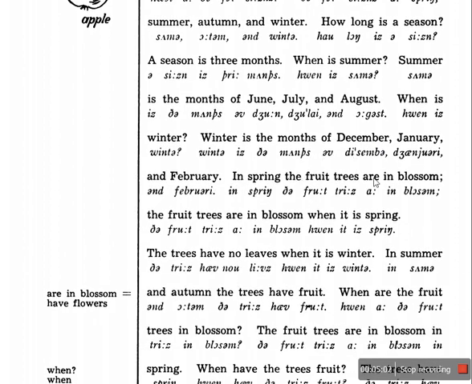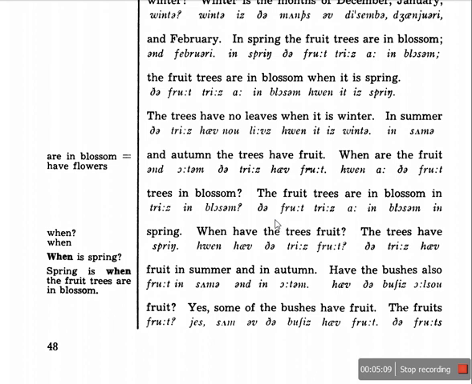In spring, the fruit trees are in blossom. The fruit trees are in blossom when it's spring. The trees have no leaves when it's winter. In summer and autumn, the trees have fruit. When are the fruit trees in blossom? The fruit trees are in blossom in spring. When have the trees fruit? The trees have fruit in summer and in autumn.